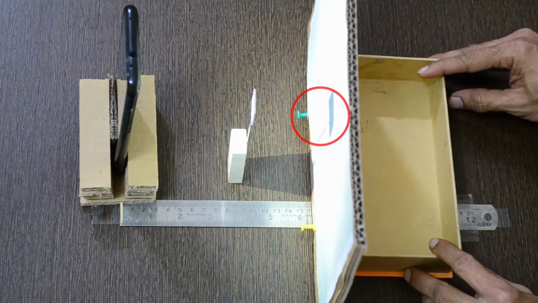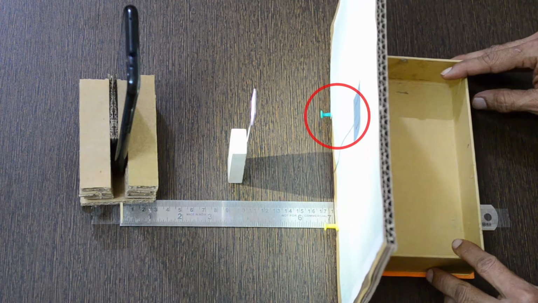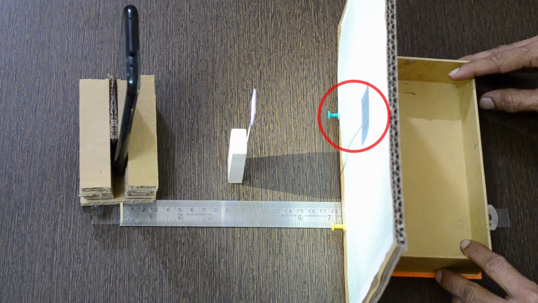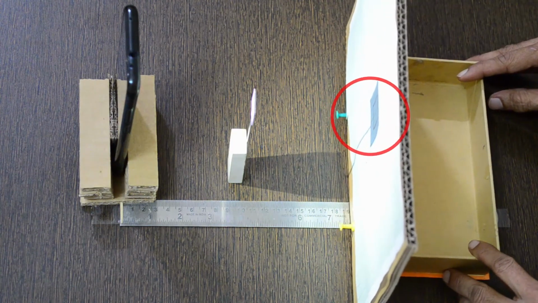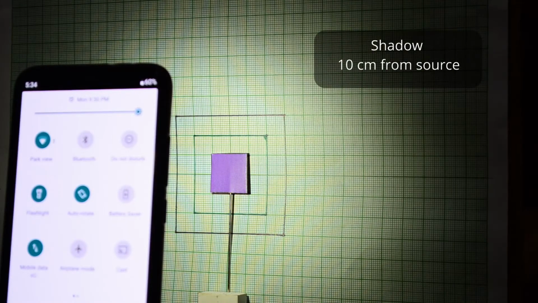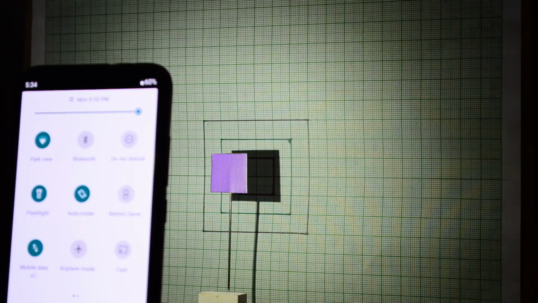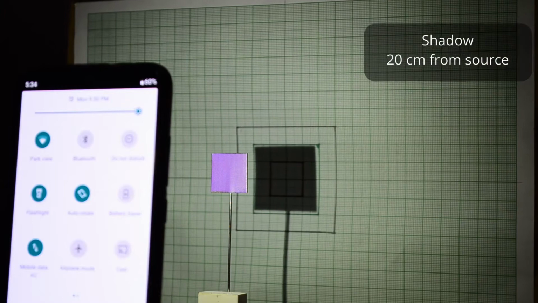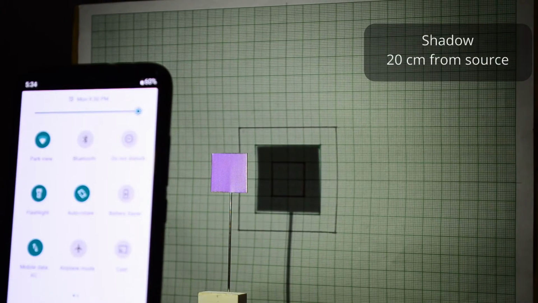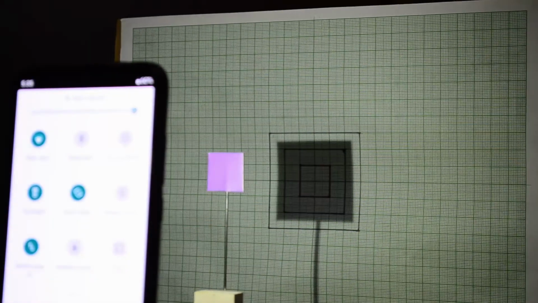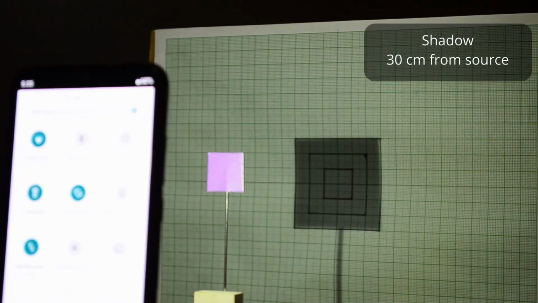The shadow of the paper is projected on the graph paper. When I move the graph paper away, the shadow size increases. Right now, it is identical to that of the paper and is 1 square in our terms. At 20 cm, it is equal to the size of the middle square. And at 30 cm, it is equal to the size of the outermost square.